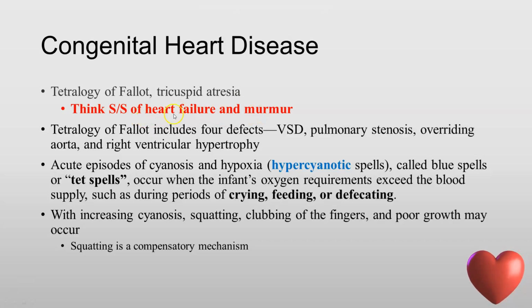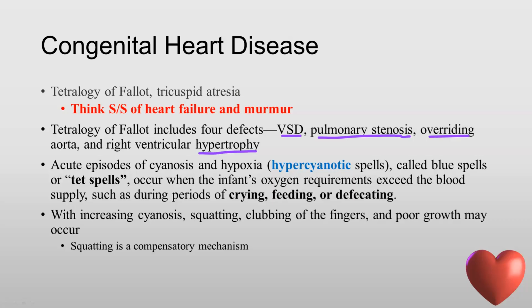Think signs and symptoms with heart failure and a murmur. So the 4 defects are going to include VSD, ventral septal defect, pulmonary stenosis, so we know we have some sort of impediment, some sort of obstruction, an overriding aorta, and a right ventricular hypertrophy, which is just the opposite of left ventricular hypertrophy.